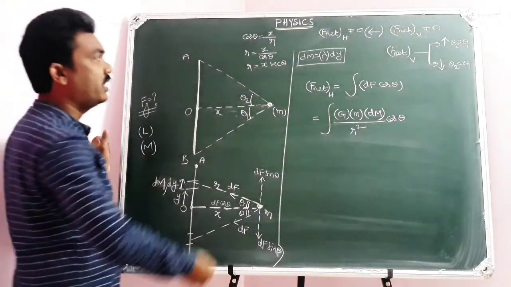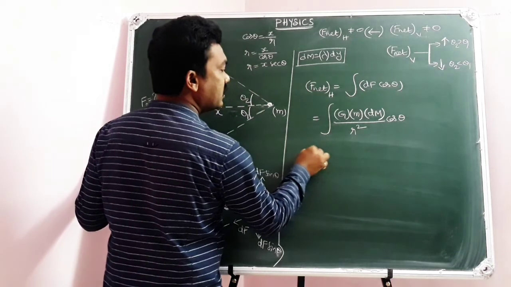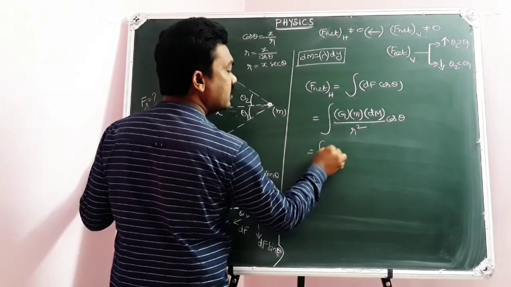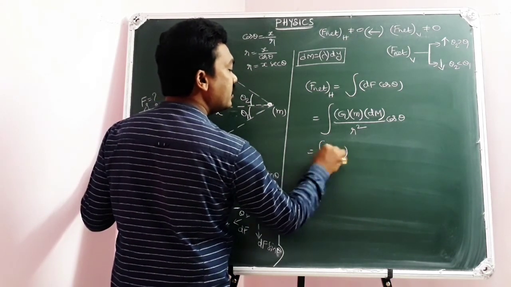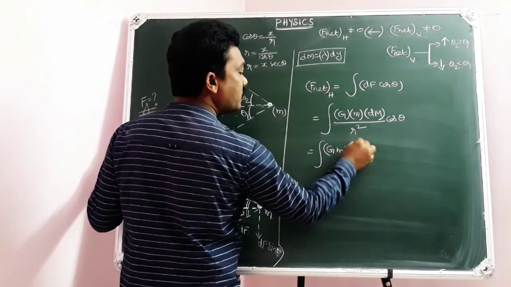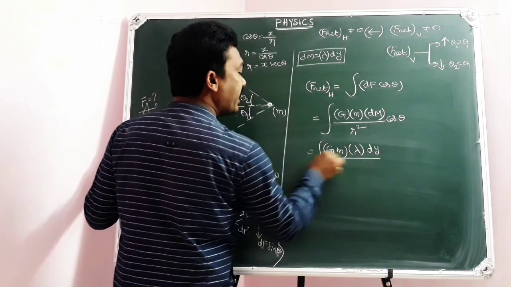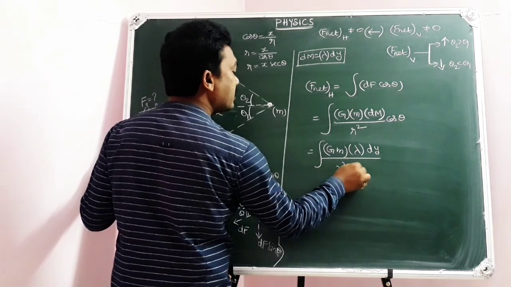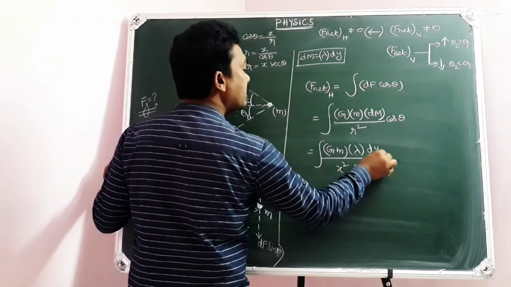That is the r value. So let me substitute now. This is equal to the integral of G m, dm meaning lambda into dy, by r square meaning x square secant square theta, into cos theta.